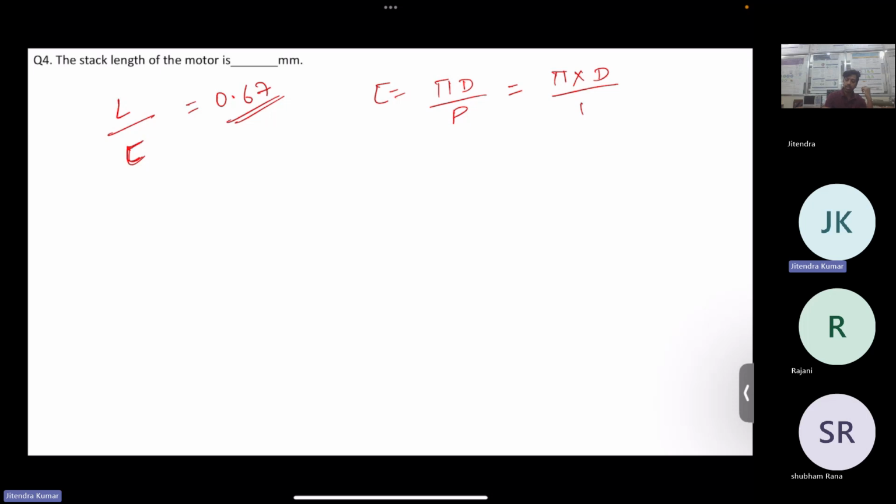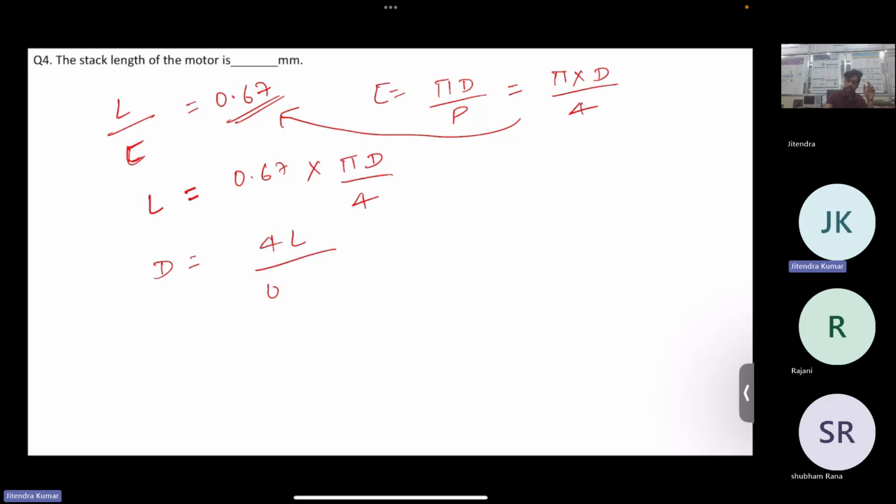Now I think we can get the value of L. I am just plugging in this value: L is equal to 0.67 into tau, where tau is pi D by 4. So we have brought D in terms of L. D will be nothing but 4L by 0.67 pi.